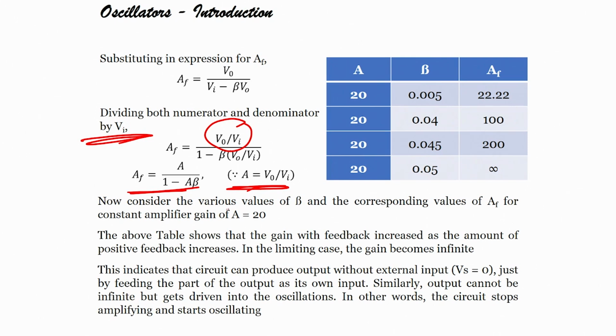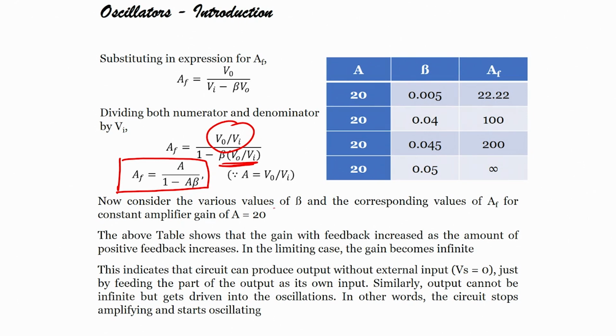So, what we are writing? AF equals A divided by 1 minus A beta. Here we have found the gain with feedback, which depends on the gain Vo by Vi divided by 1 minus A into feedback factor into Vo by Vi, which is the gain.